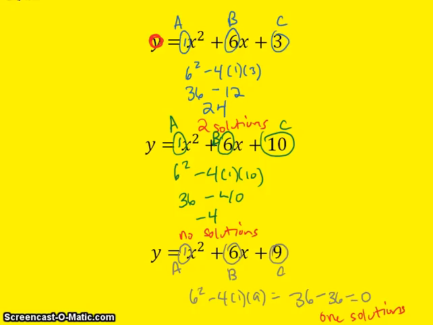So, quick review. Finding the value of your discriminant, the b squared minus 4ac, the number under the square root. If it's positive, you're just going to continue to get two solutions like we have previously. If you get 0, you get one solution. And if you get negative, there are no solutions.